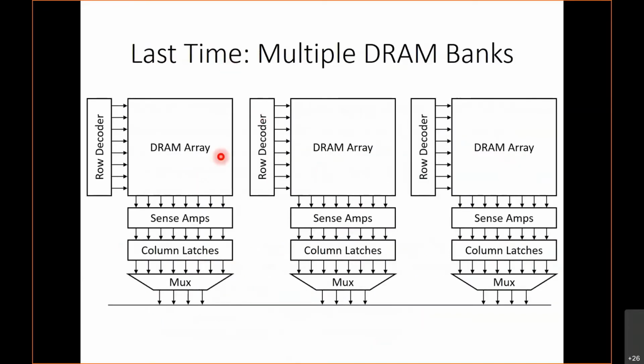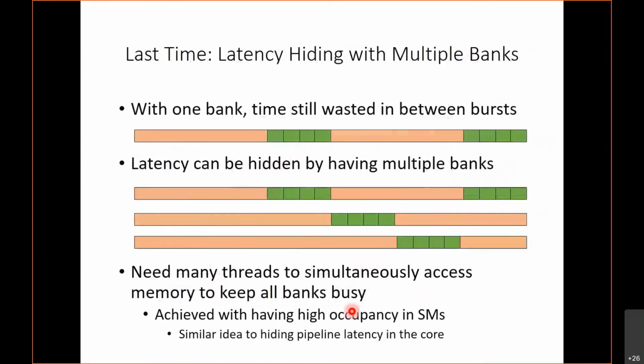We also saw how we usually have multiple DRAM banks. You can't have gigabytes of DRAM all in one DRAM array, so we usually have multiple DRAM banks, and we read from one of these banks at any point in time. What this does is that it gives us a way to hide the DRAM latency.